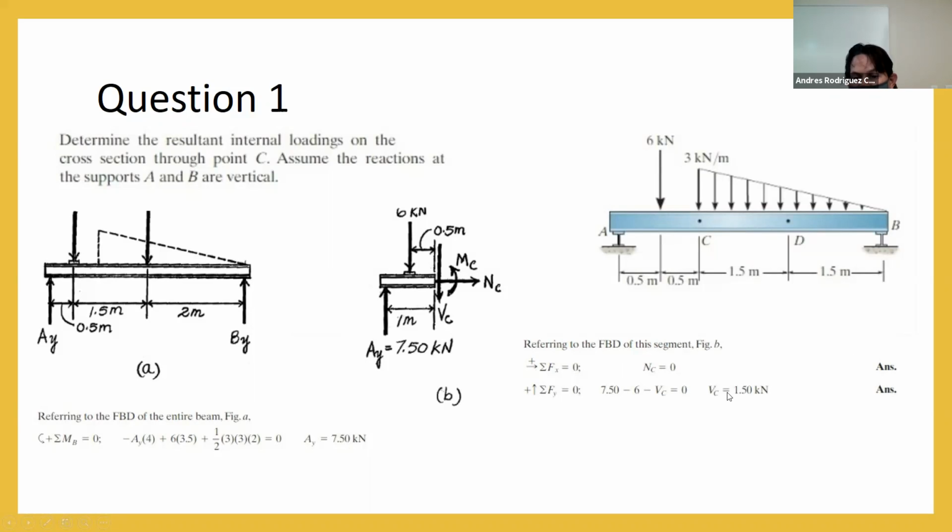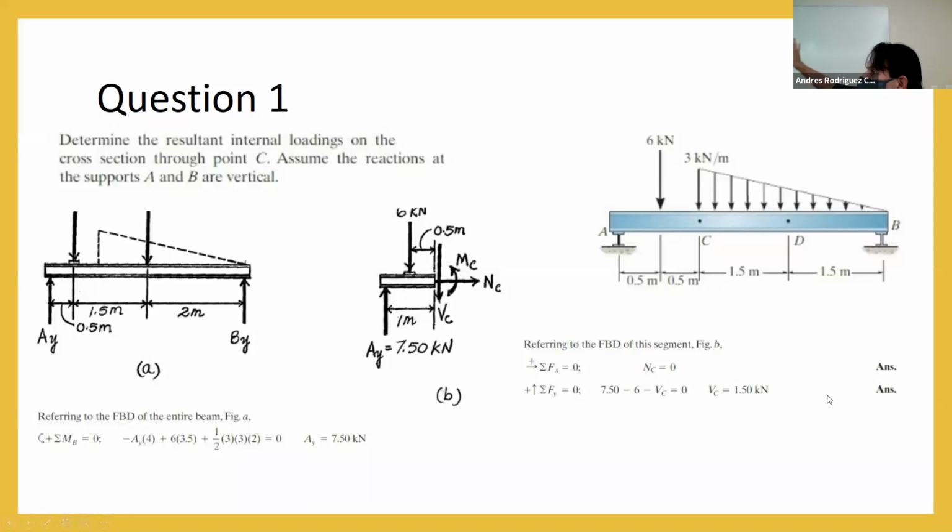After that, we have to obtain the summation of forces that we have here in the free body diagram, and we already have the force that we obtained for A, the force that we have in B, and the force that we want to obtain in C. So we already obtained that the shear force, or the vertical force, that is going to be applied in this part, the internal force, is going to be equal to 1.5.